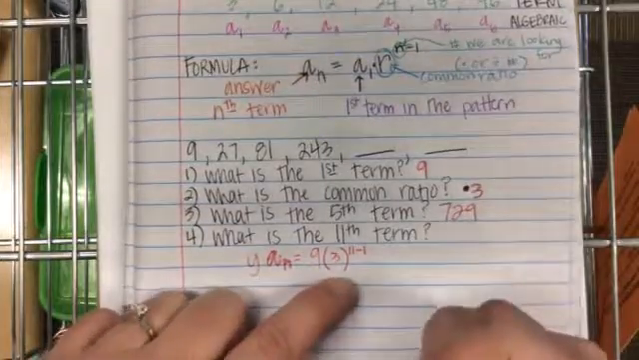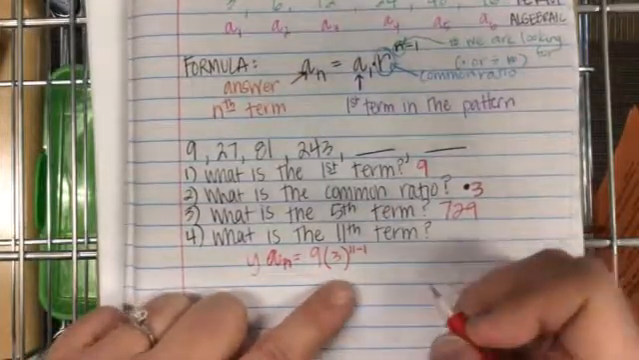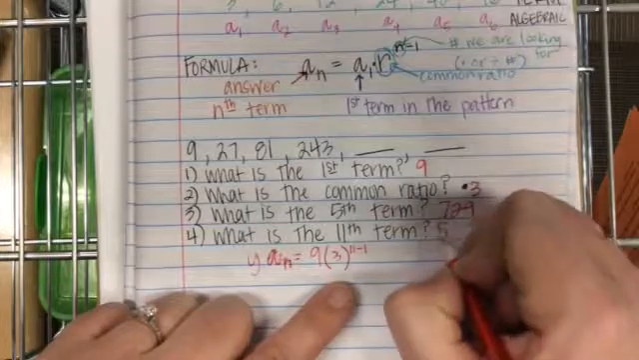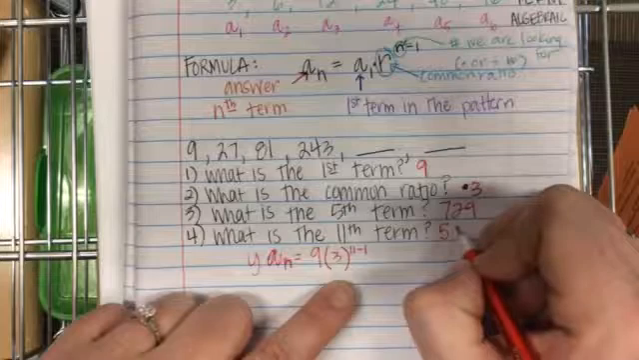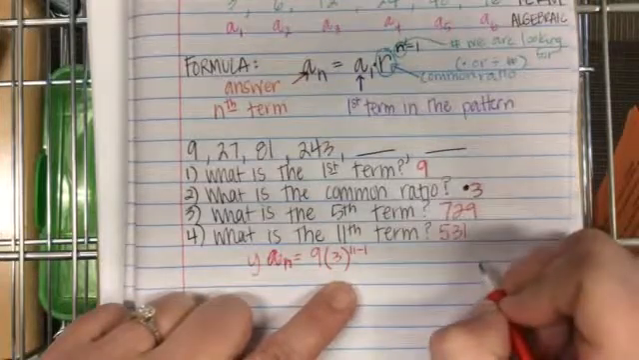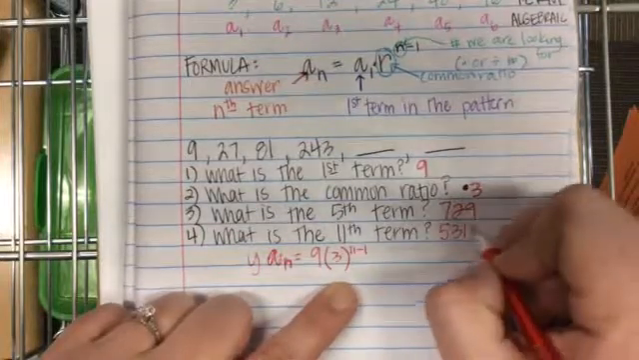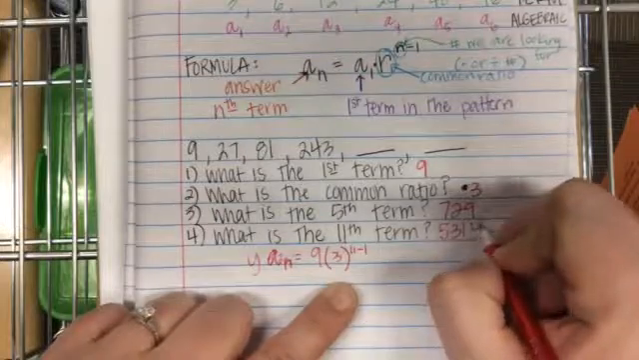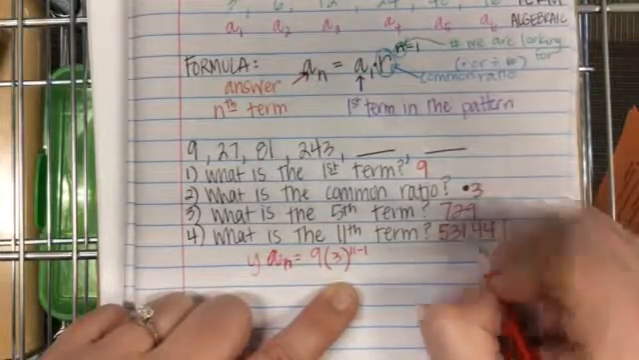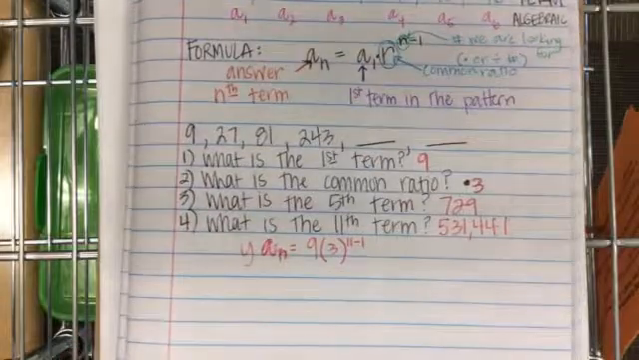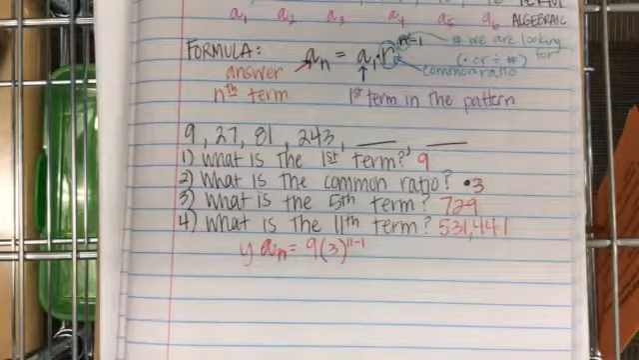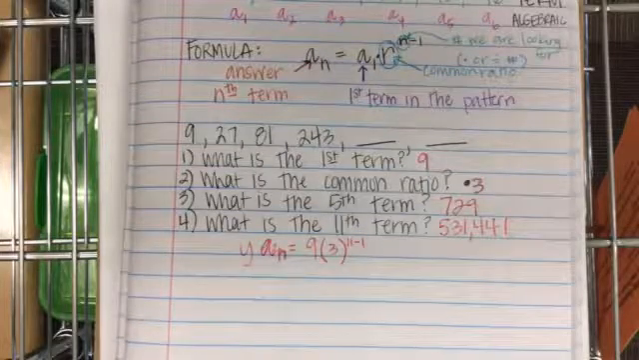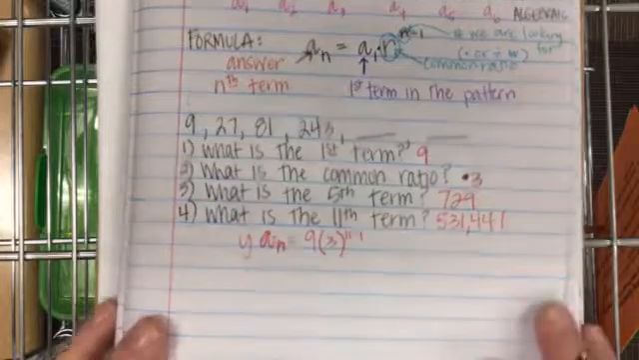Use a calculator. Dylan, what'd you get? 531,441. Okay, try this one.